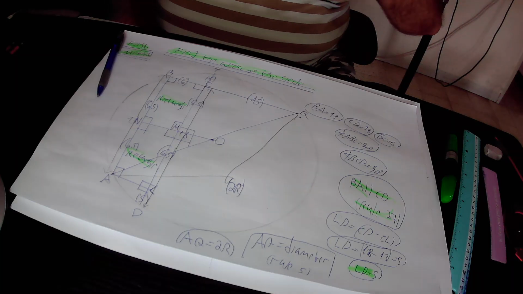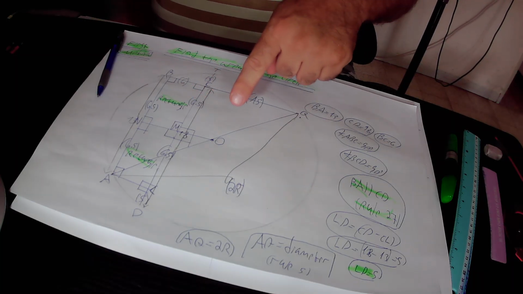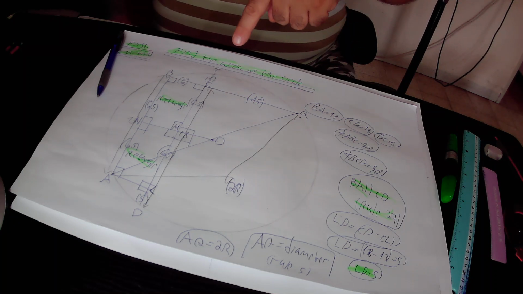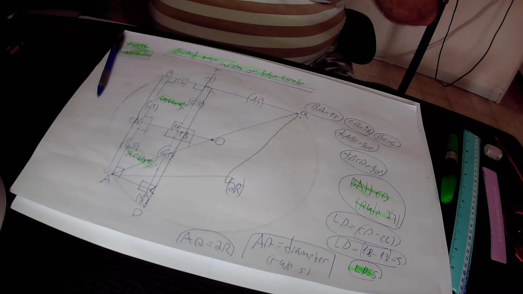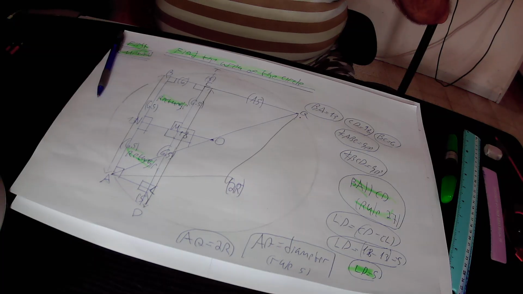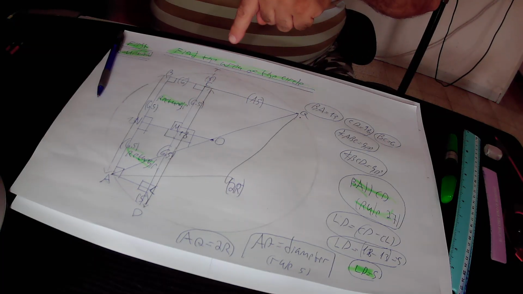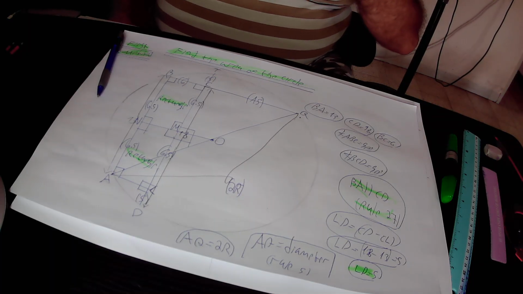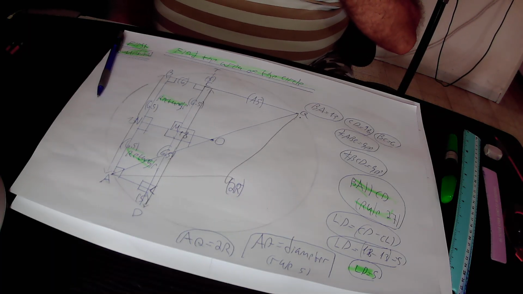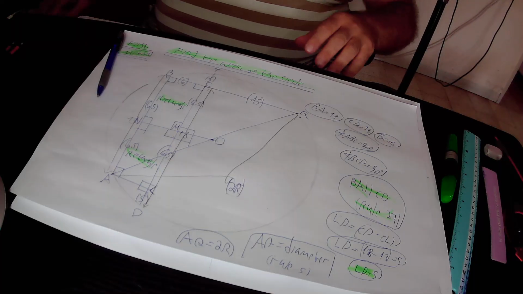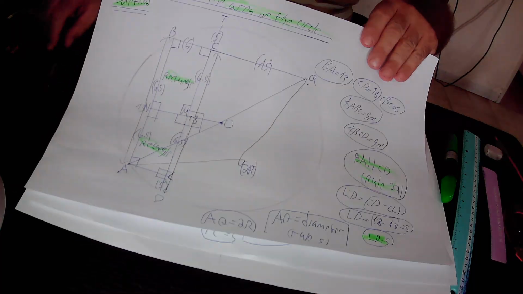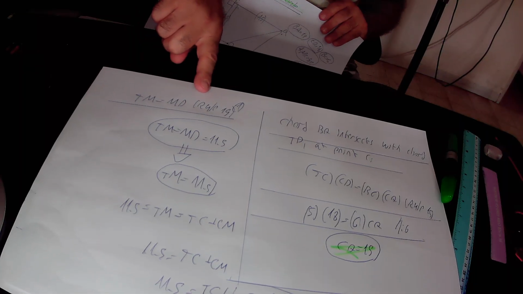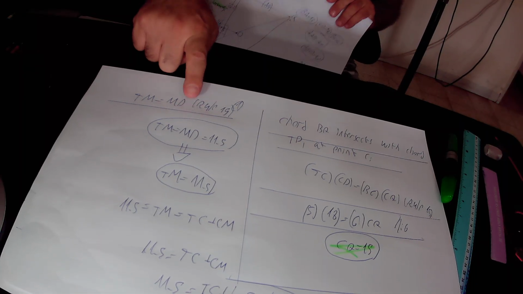Again, according to rule 19, the perpendicular OM from the center of this circle, that is from point O, towards chord TD, bisects chord TD. If perpendicular OM bisects chord TD, it means that TM equals MD, according to rule 19.